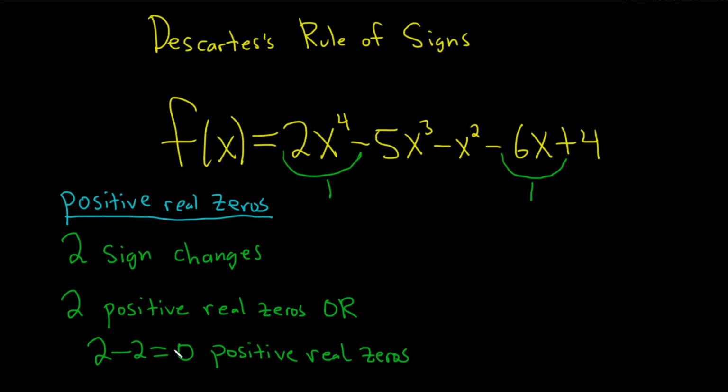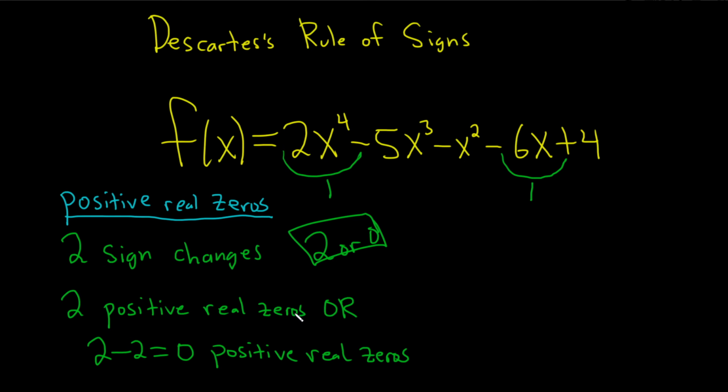Right, you can't subtract 4 because you get a negative. So if you have like 1 sign change or 0 sign changes, then you have 1 positive real zero or 0 positive real zeros. Once you have 2, that's when you're able to start subtracting 2. If you have 3, you can subtract 2, etc. So the answer is 2 or 0. So here it's 2 or 0. That's the answer for positive real zeros.